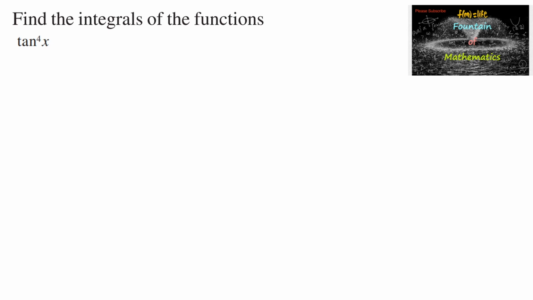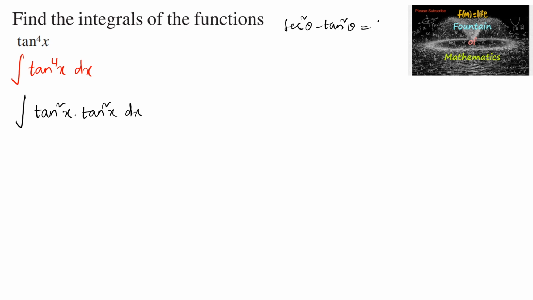Find the integral of the function tan power 4x. Integral tan power 4x dx. So we can write integral tan square x into tan square x, and we know that secant square theta minus tan square theta is equal to 1, which implies tan square theta is equal to secant square theta minus 1. So let us write one of the tan square x as secant square x minus 1 into tan square x dx.